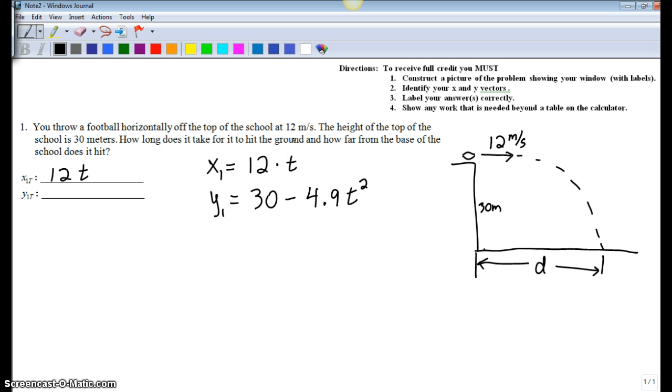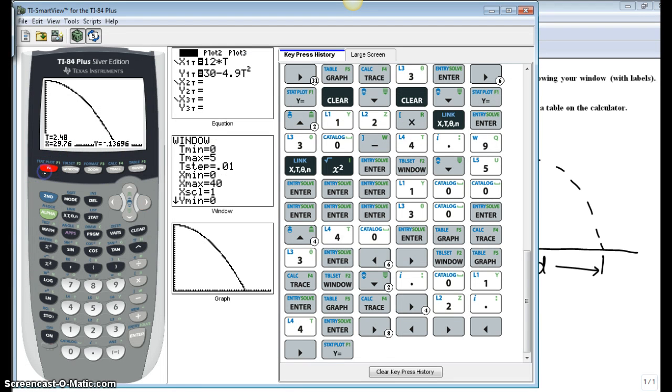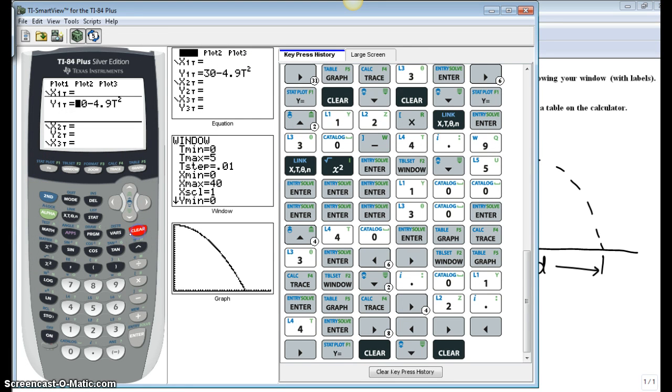If that was feet per second, like in class today, that 4.9 becomes negative 16. So that's what we can put in y1: 30 minus 4.9 t squared. Those are our 2 equations, our 2 parametrics, 12t and 30 minus 4.9 t squared. After that, what we're going to do is put that into our calculator. I've actually already done this one, so let me clear it out.